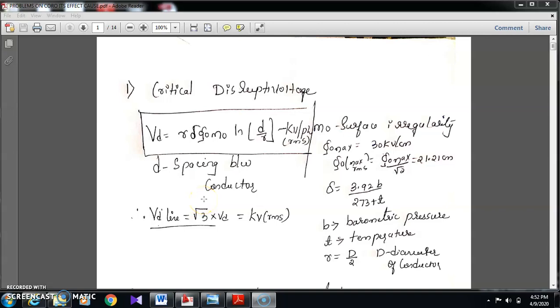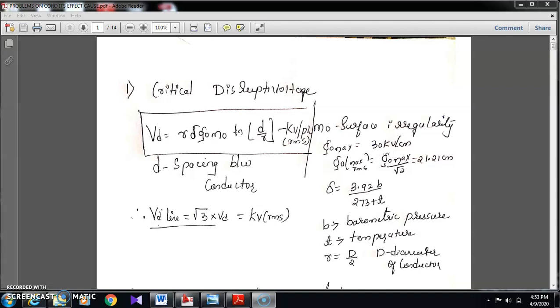Dear students, today I'll discuss problems on corona based on critical disruptive voltage, visible disruptive voltage and power loss. What is the critical disruptive voltage? As I told, the corona effect takes place if the voltage crosses 30 kilovolt per centimeter, or if the distance between conductors is too small and the diameter of the conductor is small. Many factors are involved.